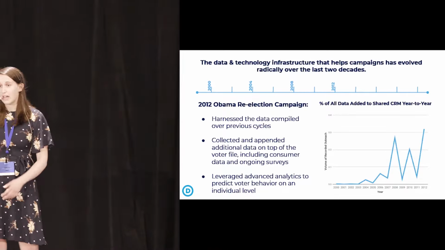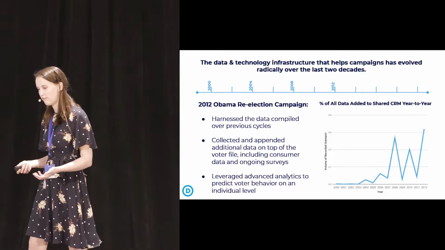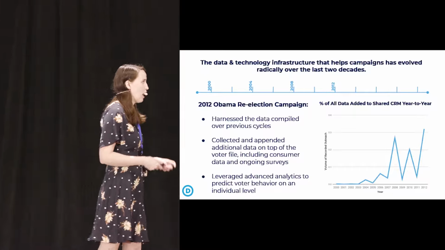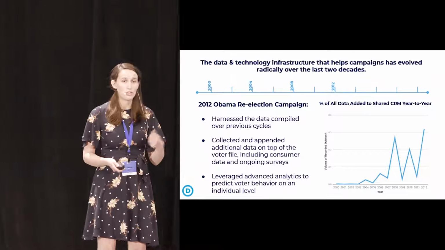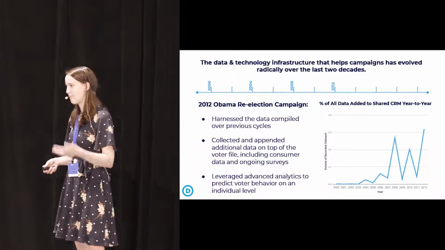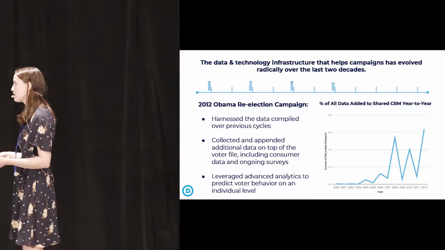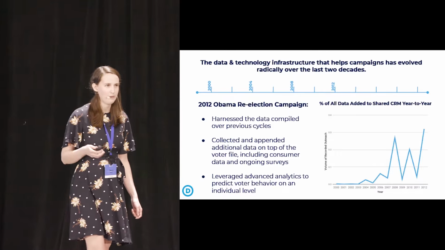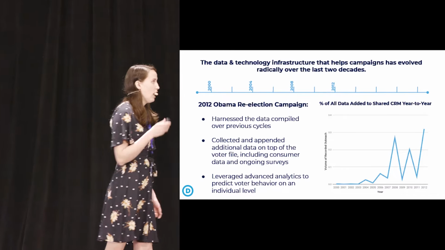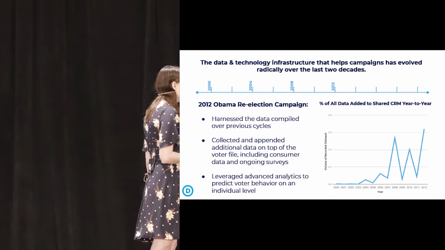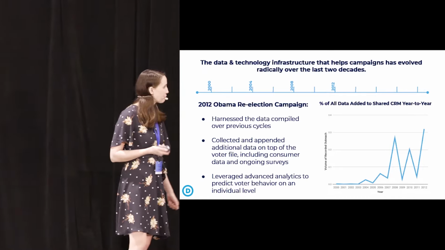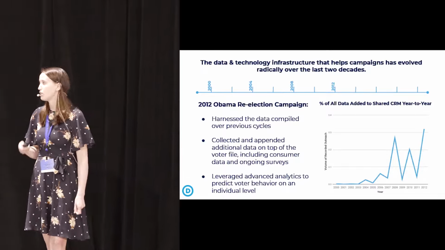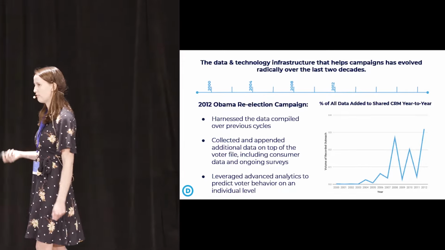In addition to the data from the states and collected in the field, the Obama campaign collected and appended significant new data on top of the voter file. That included consumer data about people's purchasing habits, socioeconomic traits, and other variables, in addition to ongoing surveys run by the campaign to provide real-time information about how people felt about the candidates in the 2012 race, the issues they cared about, and more. This provided the framework for leveraging advanced analytics to predict voter behavior on an individual level.